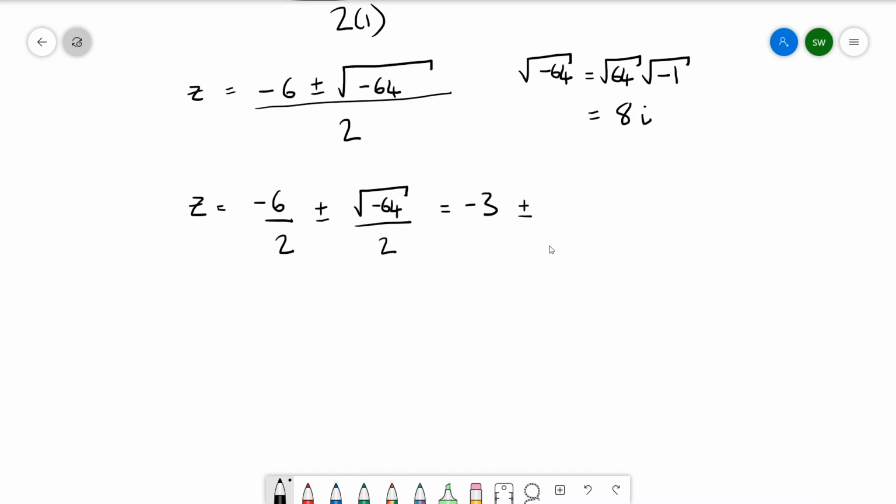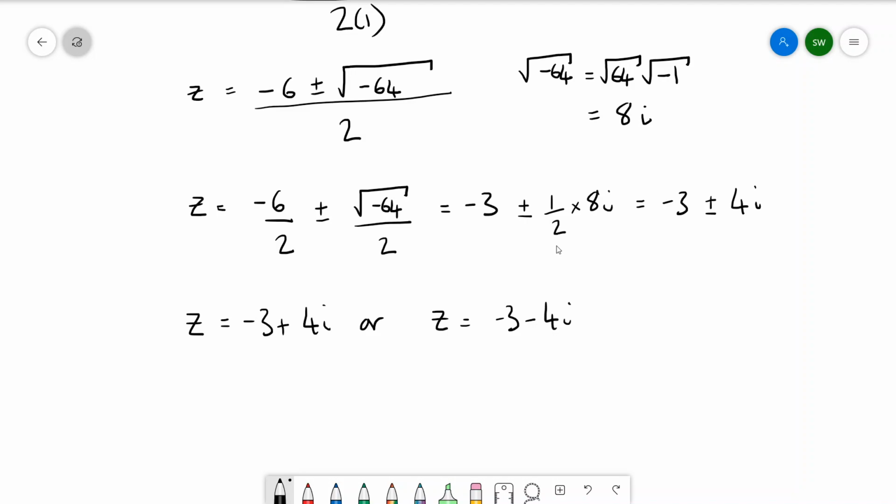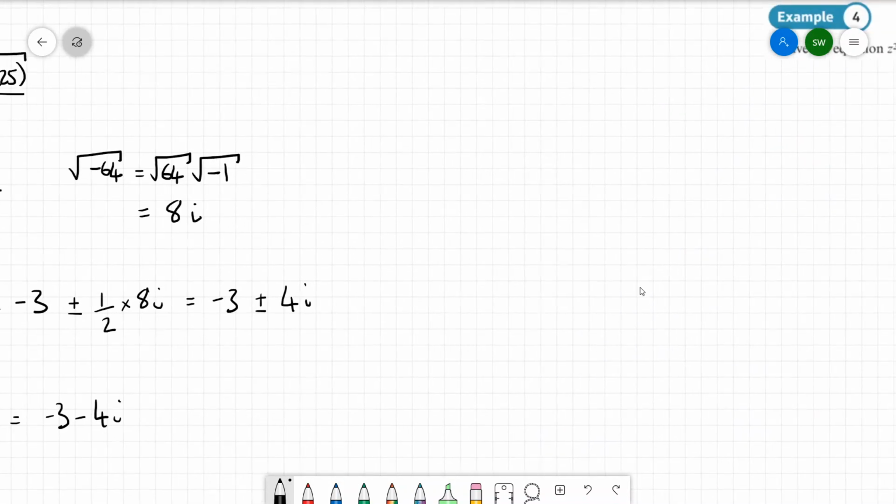So we've got plus or minus 8i over 2, which I'm going to write as a half times 8i. So we can simplify that further. That's minus 3 plus or minus a half times 8i, which is 4i. So we're going to get two solutions, either z equals minus 3 plus 4i or z equals minus 3 minus 4i. That's using the quadratic formula.